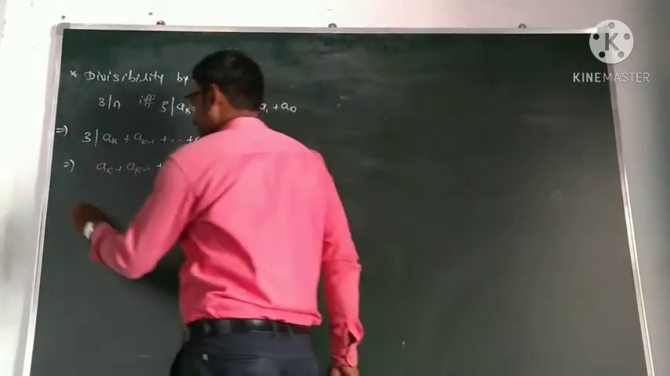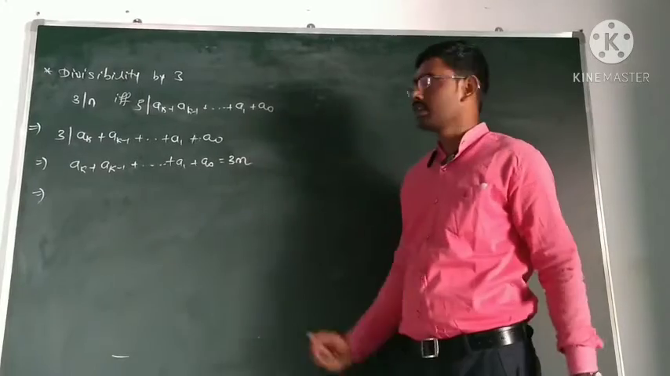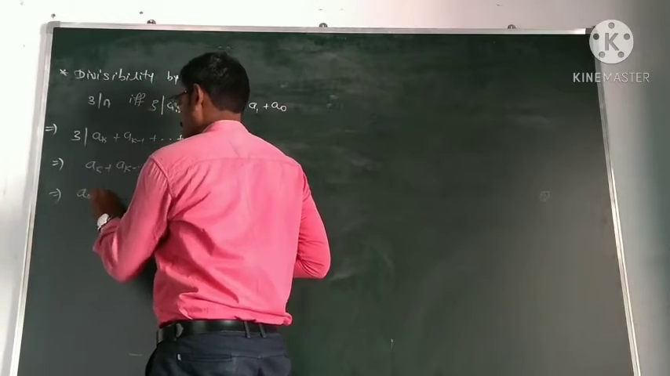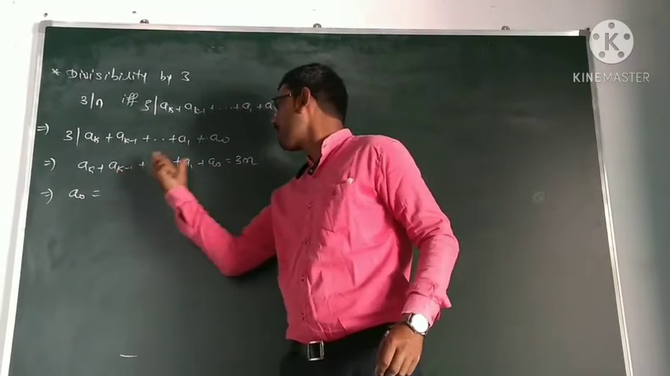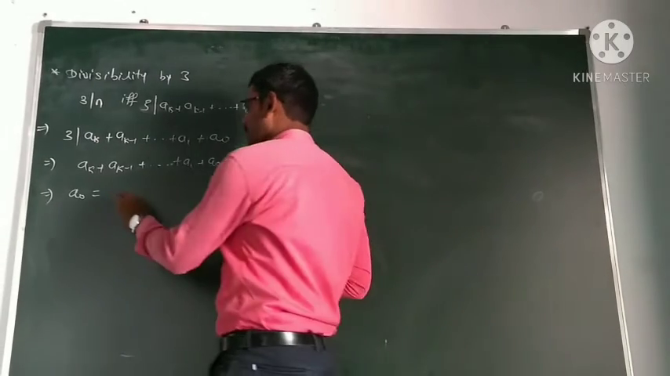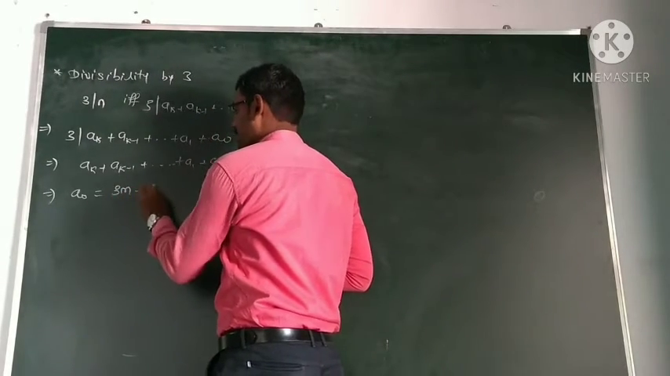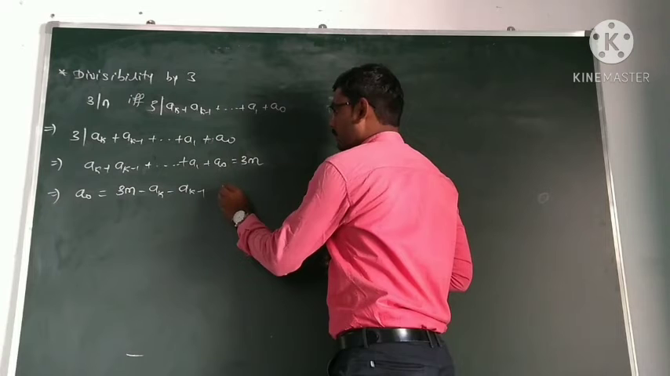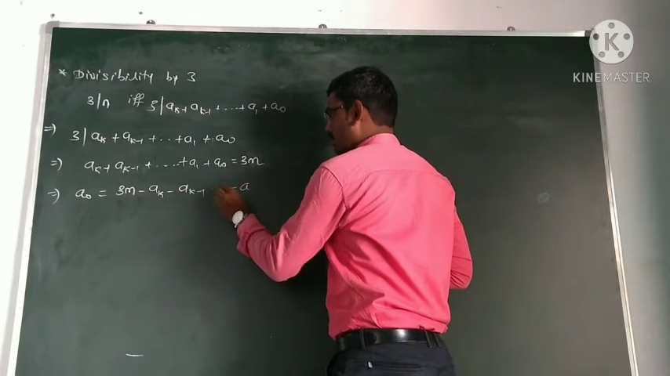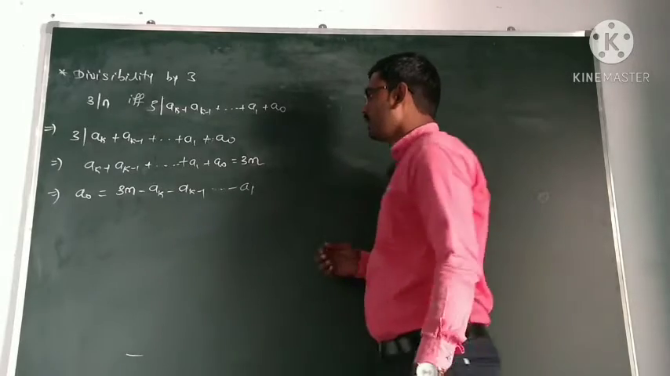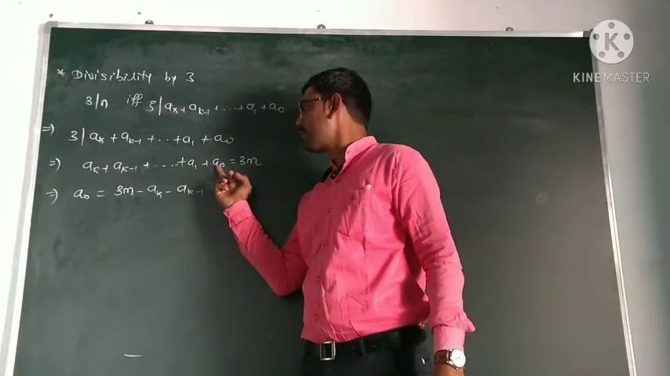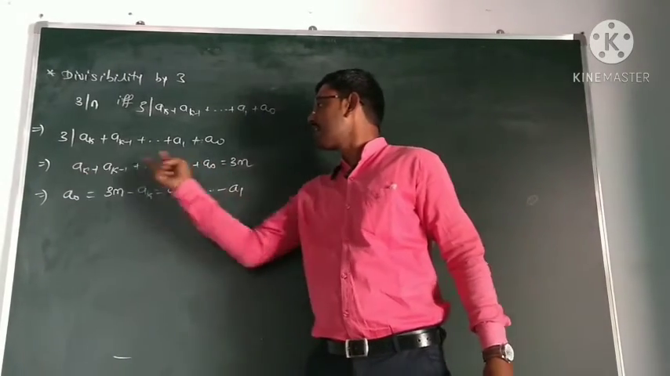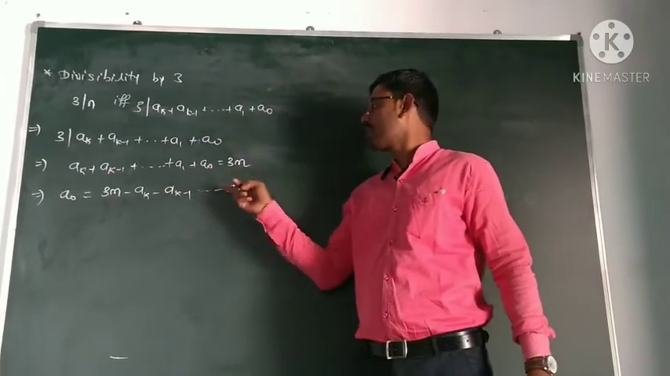Or we can write this implies a0 is equal to, transferring the remaining part to the right side: a0 is equal to 3 times m minus ak minus 1 up to minus a1. Okay. We have maintained a0 on the left side and transferred the other terms to the right side. So 3m as it is, minus ak minus 1 up to so on, and minus a1.